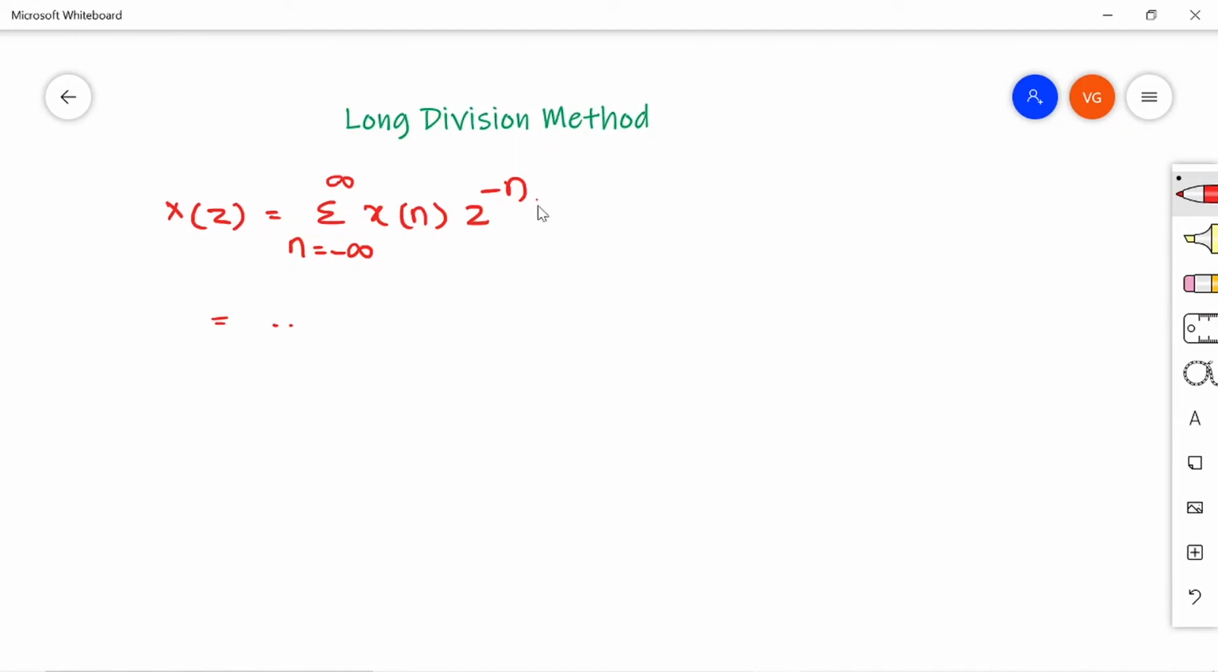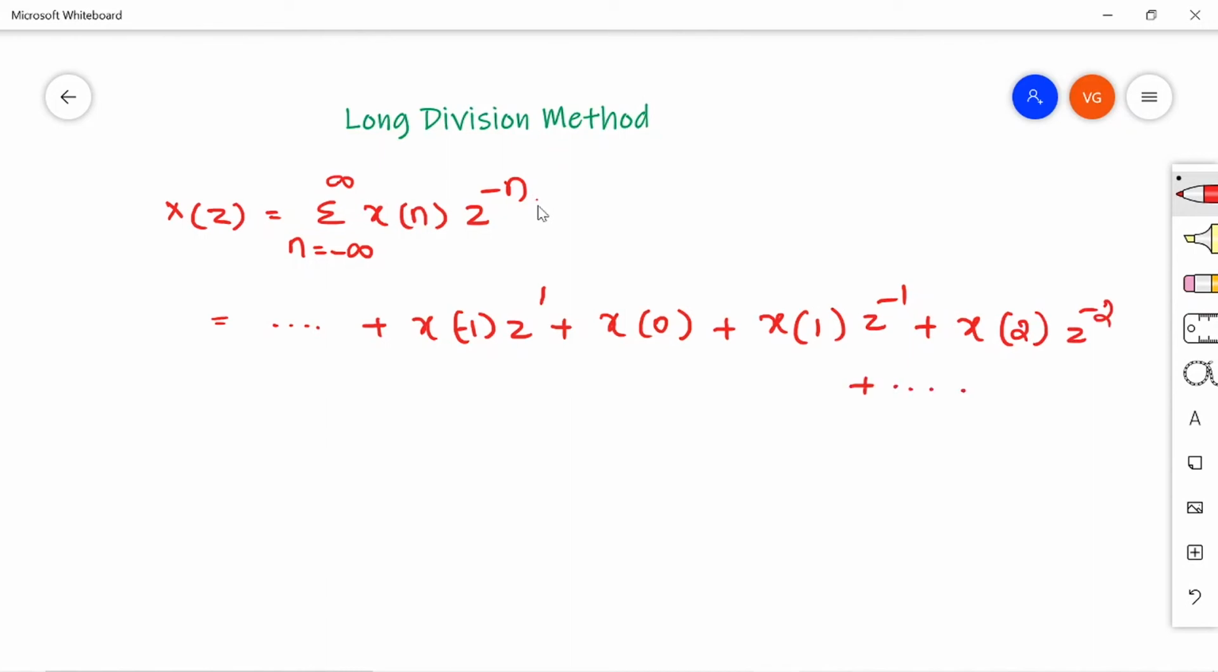Let us expand this. So this will be something x(minus 1) z power 1 plus x(0) plus x(1) z power minus 1 plus x(2) z power minus 2, plus so on, it will continue. Now if this X(z) is expanded like this in the power series method, if the sequence is causal, only the right hand side sequence, the powers will have all negative powers. If it is a negative sided sequence, all the powers will have only positive exponents here.